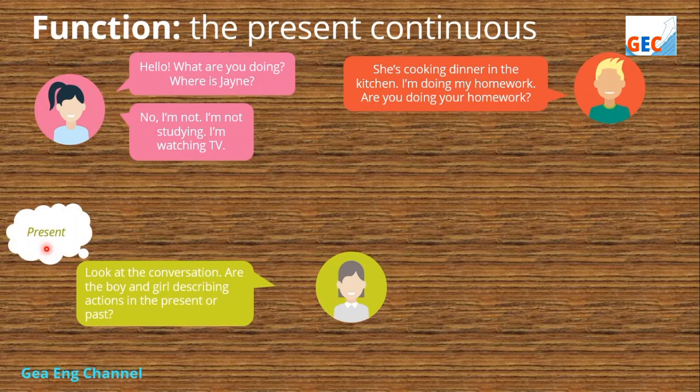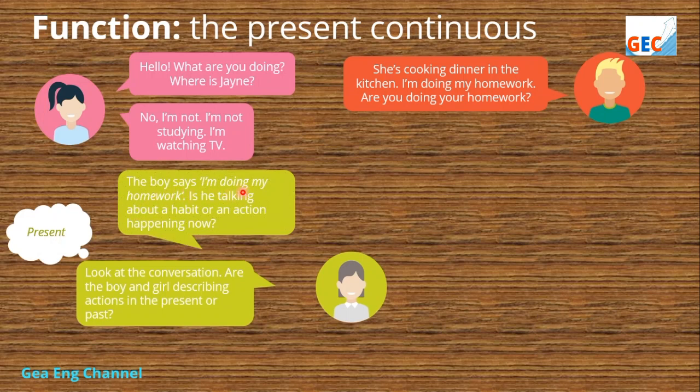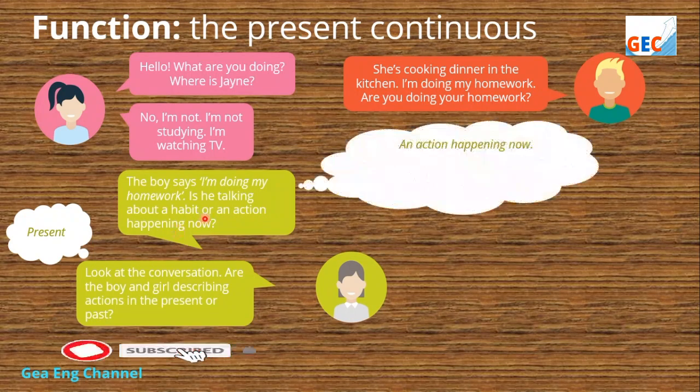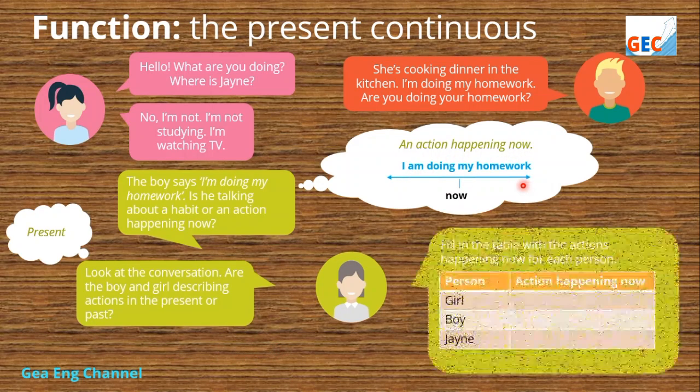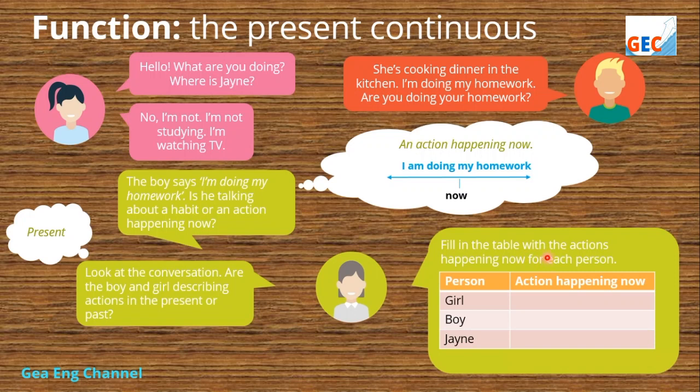So from this conversation, are the boy and girl describing actions in the present or past? They are describing actions in the present. The boy says, I'm doing my homework. Is he talking about a habit or an action happening now? He's talking about an action happening now. I'm doing my homework. Now fill in the table with the actions happening now for each person. You may pause the video and we'll be back soon.